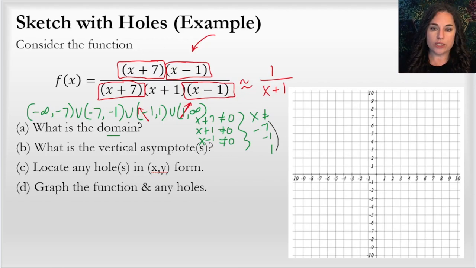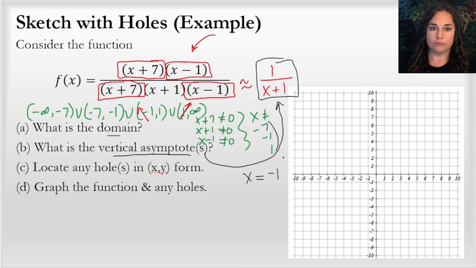When I look at what the vertical asymptotes are, that's defined purely by this simplified version. So our vertical asymptote is just going to be at x equals -1. When I draw my graph, I'm going to note that this is my vertical asymptote. That's the first thing I'm going to draw on my graph: x equals -1. I'm also going to note that I have a hole, a removable discontinuity, at x equals -7 and x equals 1. So those are our holes.